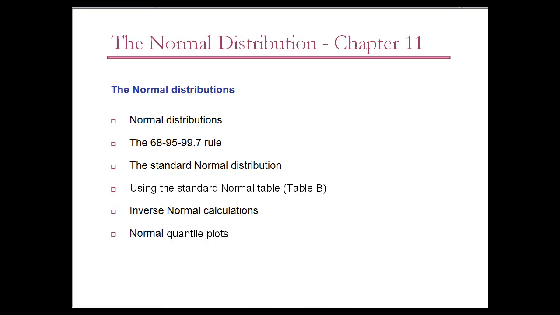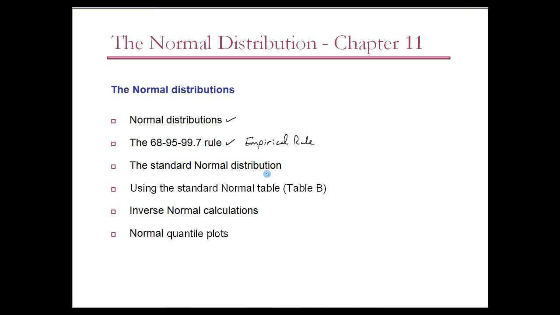In Chapter 11, we're going to start looking at the normal distribution, and we'll stick with this idea of the normal distribution throughout the rest of this particular semester. Now, when we talk about the normal distribution, the first thing we'll do is look at some characteristics of the normal distribution. Then we'll look at the 68-95-99.7 rule, which is also called the empirical rule. You'll see it referred to as either this longer name with the numbers or the empirical rule. And then we'll start to look at the standard normal distribution.